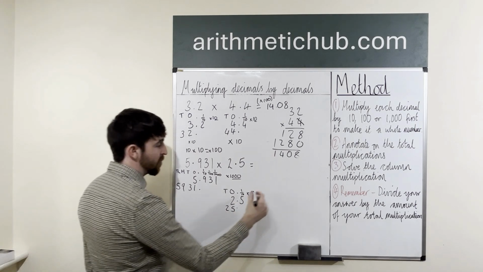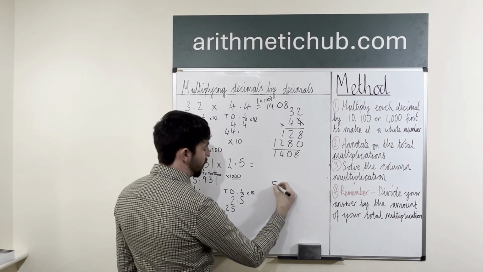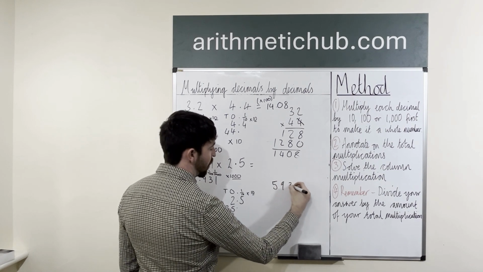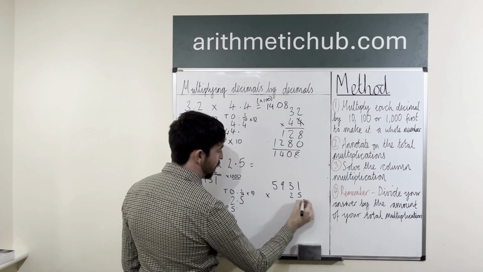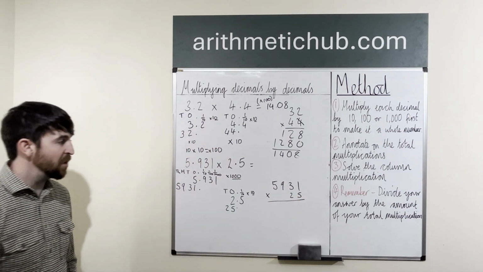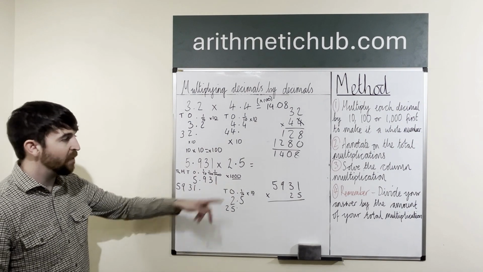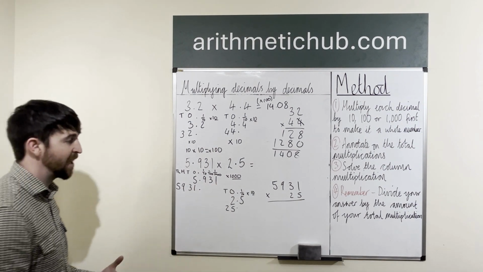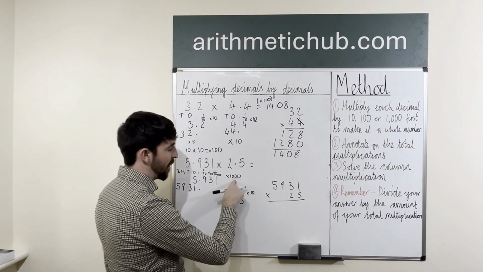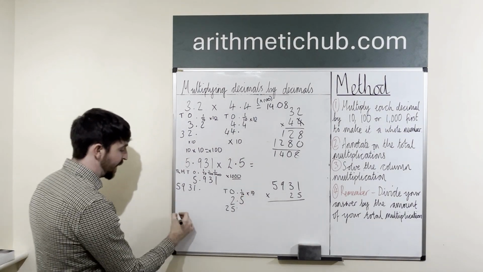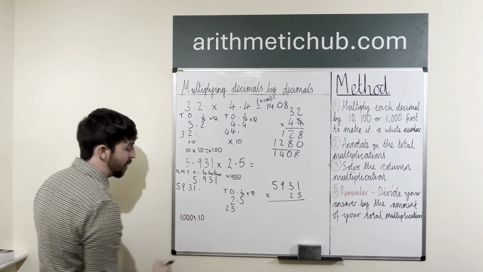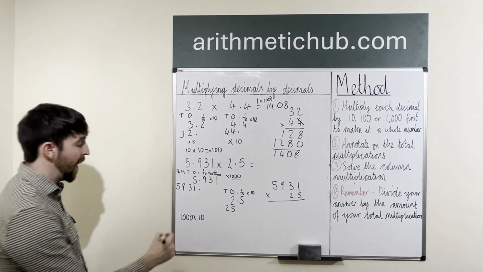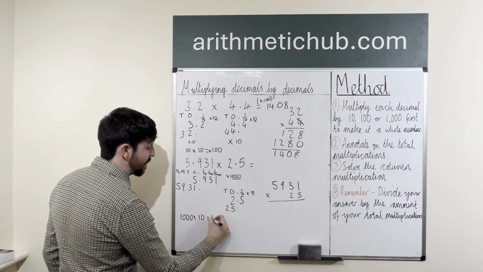5,931 times 25. 5,931 multiplied by 25. But I also need to remember, well, what was my total multiplication I did? Because I multiplied by 1000 here and I multiplied by 10 here. So now I've got 1000 times 10, which I know is going to give me 10,000.